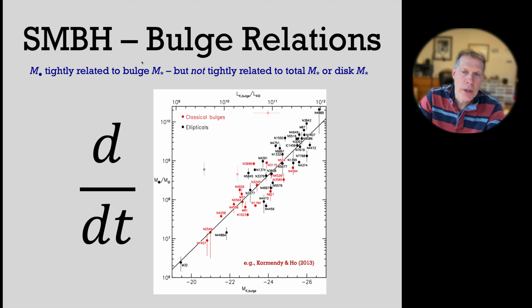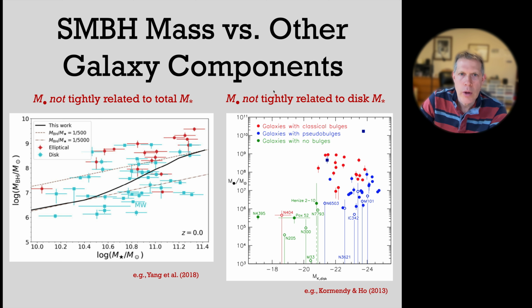For example, we have long known now, for at least a couple of decades, that there are clear connections between the masses of supermassive black holes in the centers of galaxies and the properties of galaxy bulges. Here's one of the famous relations here between, in this case, the luminosity of the bulge versus the black hole mass. And you can see there's a strong and fairly tight correlation there. In contrast, the correlation with, say, galaxy total stellar mass or with disk stellar mass, shown here and here, are much weaker. They have much more scatter to them, as you can see.